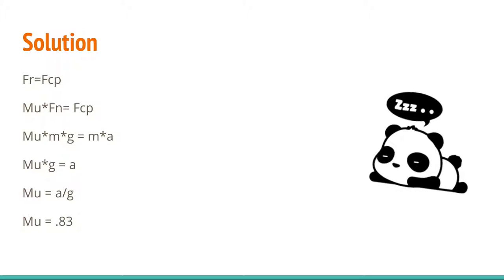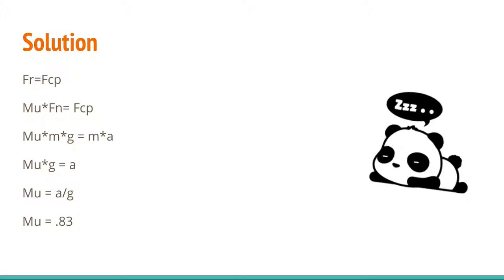And again, that's what we have here. Frictional force is equal to our centripetal force. Now, if you remember from way back when, our frictional force is equal to mu times the normal force. And if you break that up even more, you can have our frictional force equal to mu times mass times gravity. Remember, our centripetal force is equal to mass times acceleration. And because there's mass on both sides of the equation, we can get rid of that. We end up with mu times gravity is equal to acceleration.